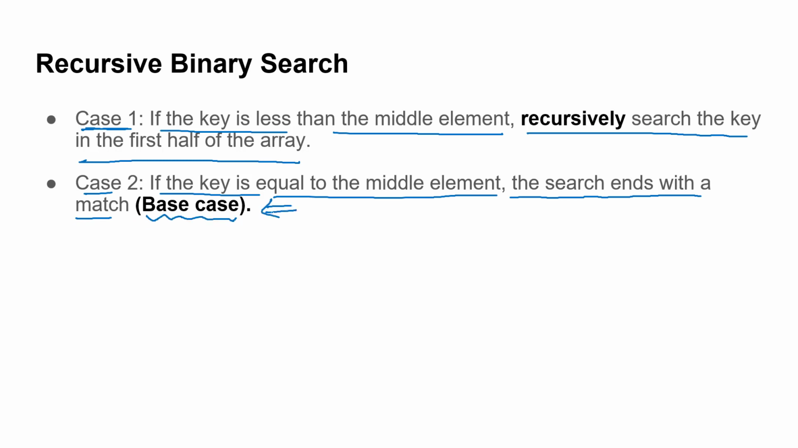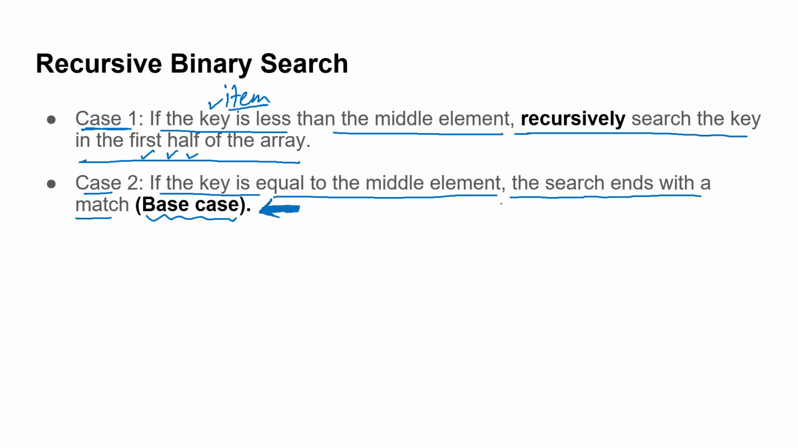So our base case happens when we are successful in finding the key. And there will be another base case where we fail to find the key. Let's not think about it now. Anyway, while doing the demo, I'll show you. So we have seen 2 cases. Case 1: if the item or the key that we are searching for in the list is less than the middle element, then we are going to recursively search for that in the first half or the lower half of the array.